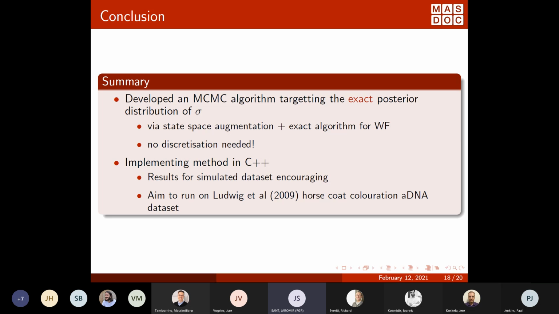coloration aDNA data set. And the reason we picked this one is because most of the mathematical techniques that have been developed over the past couple of years have always been looking at this data set, and so it offers a nice benchmark with which to compare our results.